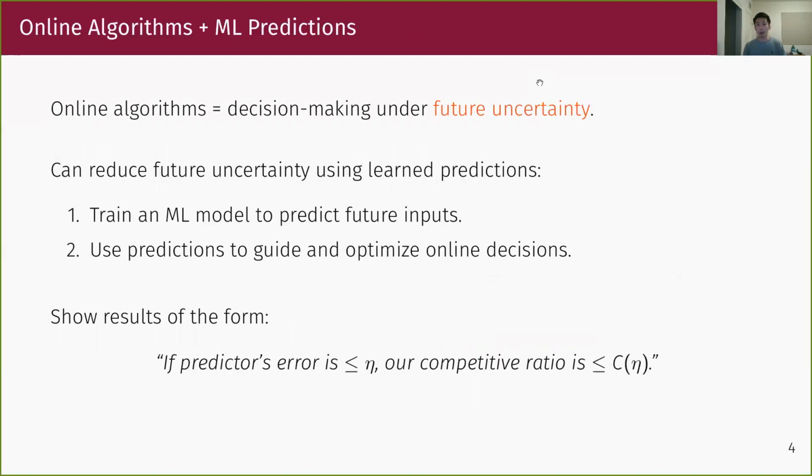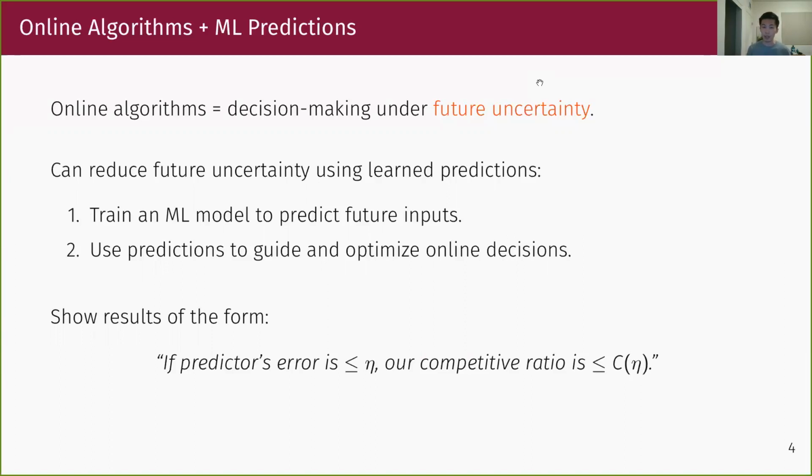So how does the learning augmented online algorithm framework work? So online algorithms are fundamentally about decision-making under future uncertainty. And so with this framework, we try to reduce future uncertainty by using learned predictions. And so you can think of training a machine learning model to predict future inputs, and then using the predictions of this model to guide and optimize the decisions of our online algorithm.